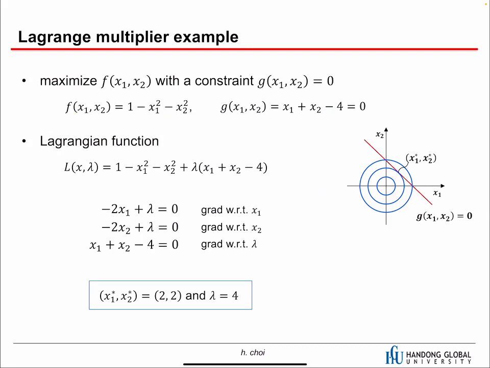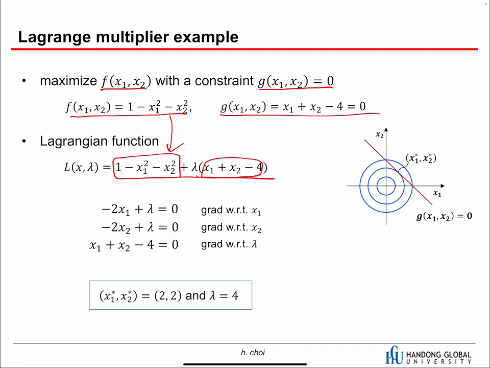Then we can use this with the actual problem, actual equations. Let's maximize f with the constraint g, when f of x is like this and g of x looks like this. Given these two equations, when we build up a Lagrangian function, it looks like this. This one is coming from here, and this part is coming from here.